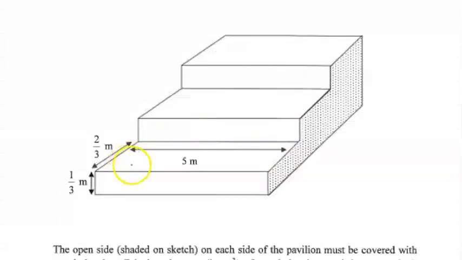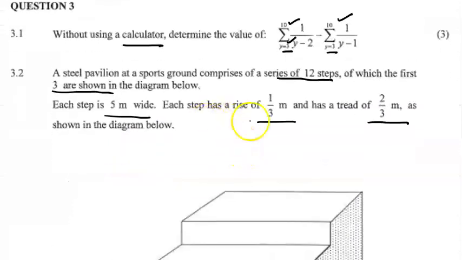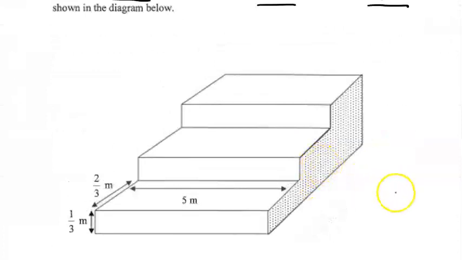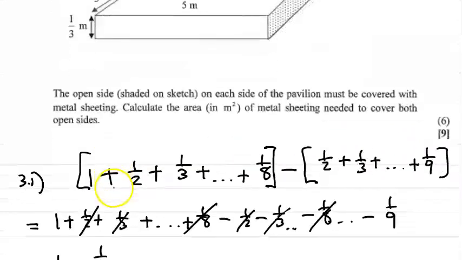Now, thank heavens for the diagram, because these words, step and tread and so on, will be a bit hectic for a person like me. So a diagram is what I'm looking for. Now, if you look here, what do they want us to do?